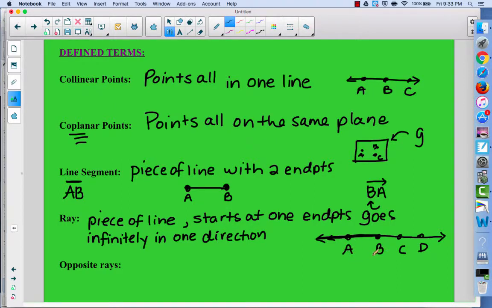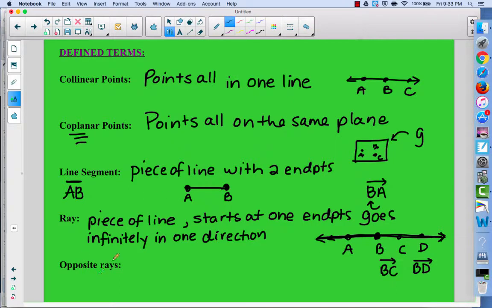So if I was talking about ray BC, BC would mean starting at B, going towards C forever. Now the same ray actually could be named BD. The endpoint, again, is the first letter that goes in it.